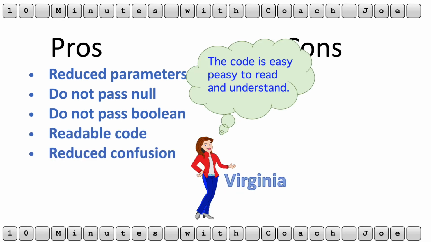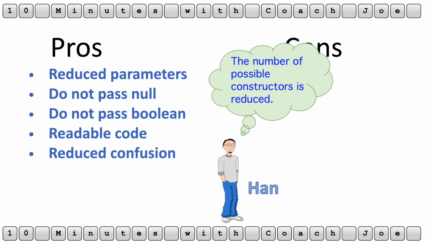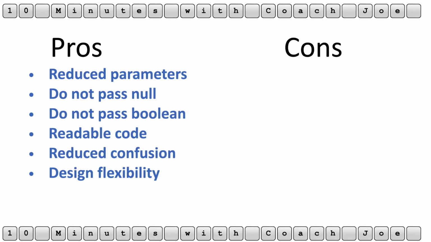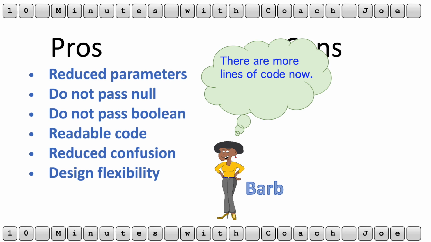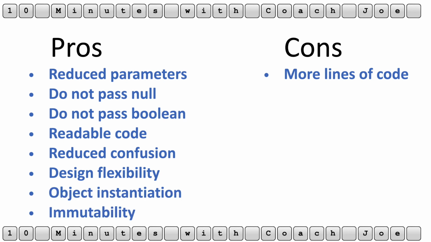Building objects becomes easier to read in code. Confusion is also reduced with the use of the explicitly called builder methods. There is design flexibility by allowing the developers to pick and choose the properties to be included with the new object. The builder pattern does require more lines of code. By using the builder pattern, you can now instantiate the object with a single command. Because there are no setters, this promotes immutability as well.